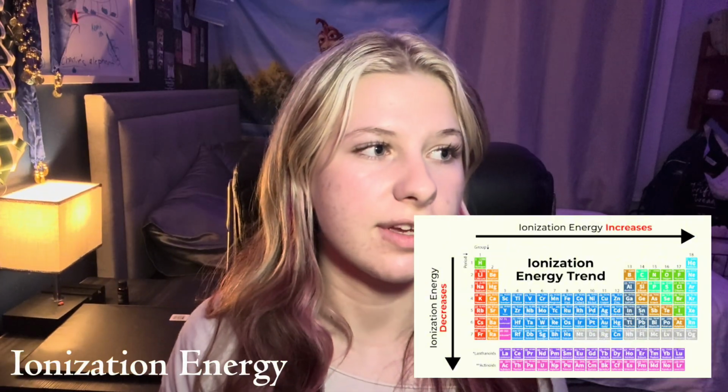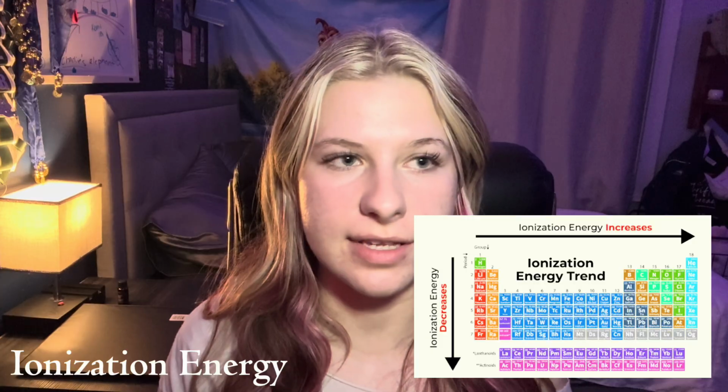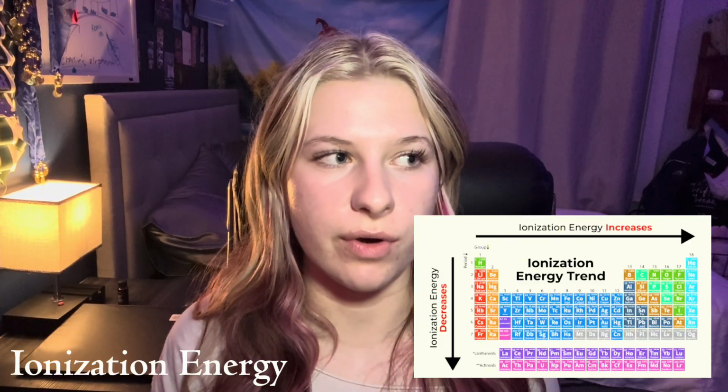Next is ionization energy. That's the energy it takes to remove an electron from an atom. Think of it this way. If an atom really wants to hold onto its electrons, it takes a lot of energy to remove one. Now, going down a group, ionization energy decreases. The atoms get bigger, electrons are farther from the nucleus, and the nucleus can't pull them in as tightly. So it's easier to remove one.